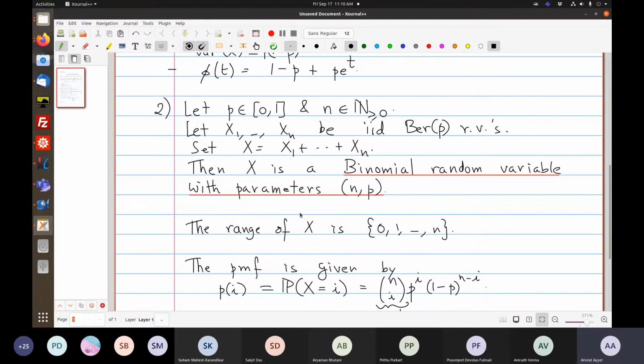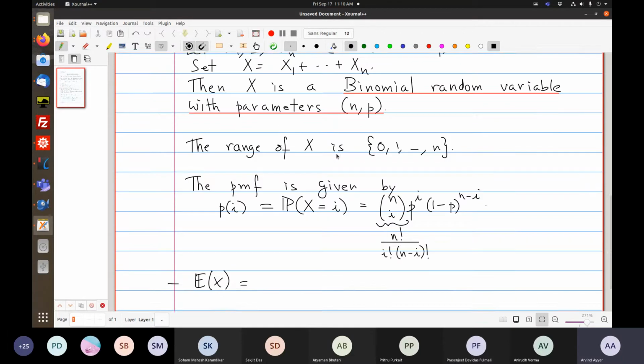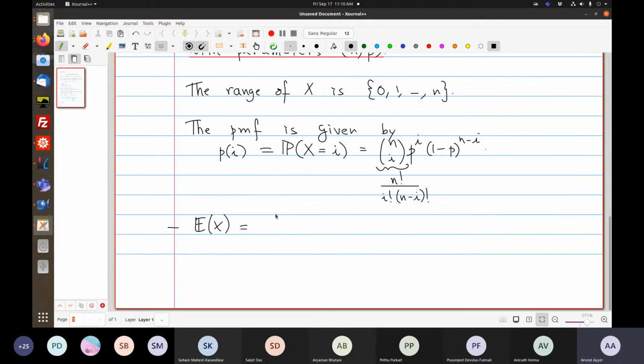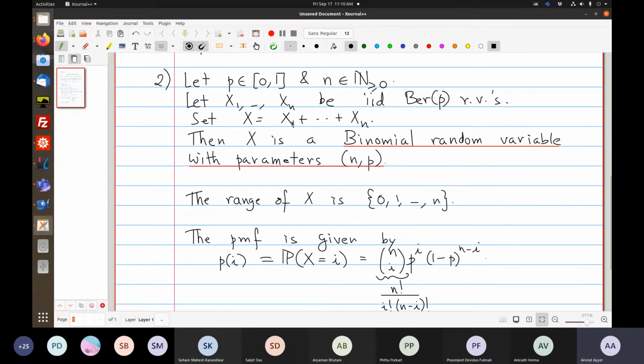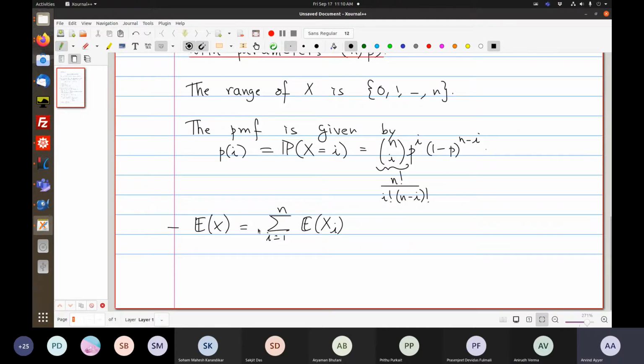From the way we have defined it, X is the sum of Bernoullis. So this is the sum from i equals 1 to n of the expectation of Xi. Here I am not even assuming independence, just that it's a sum and linearity of expectation. Each of them has expectation p, so the sum from i equals 1 to n of p, and since p is independent of i, this is just np.